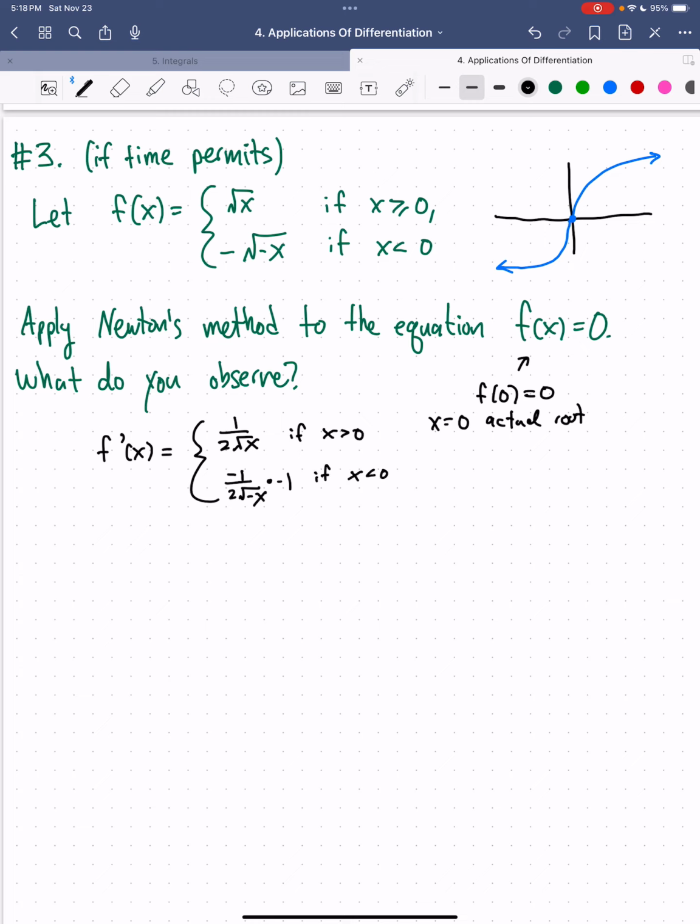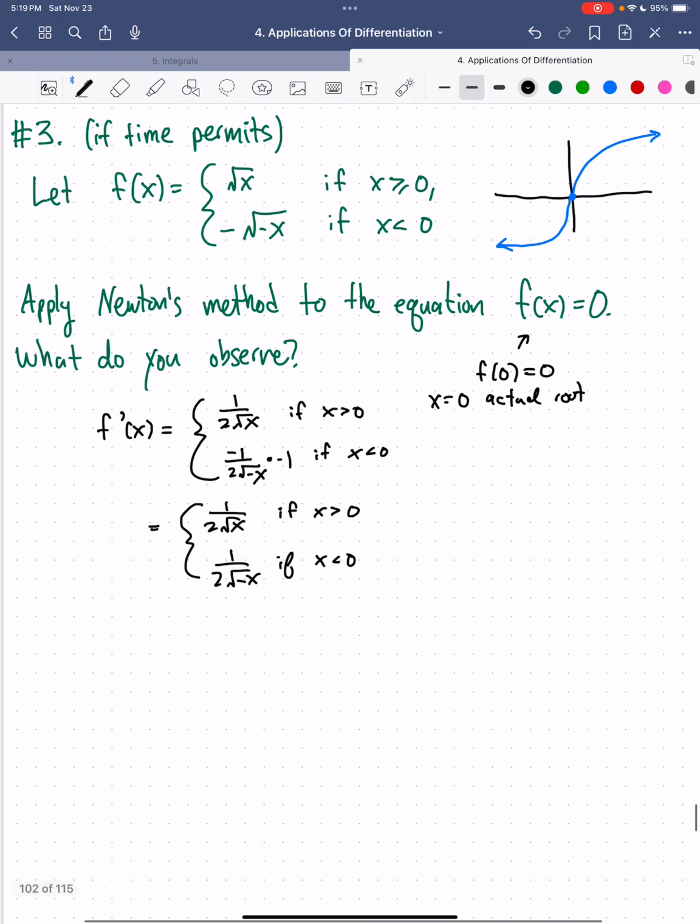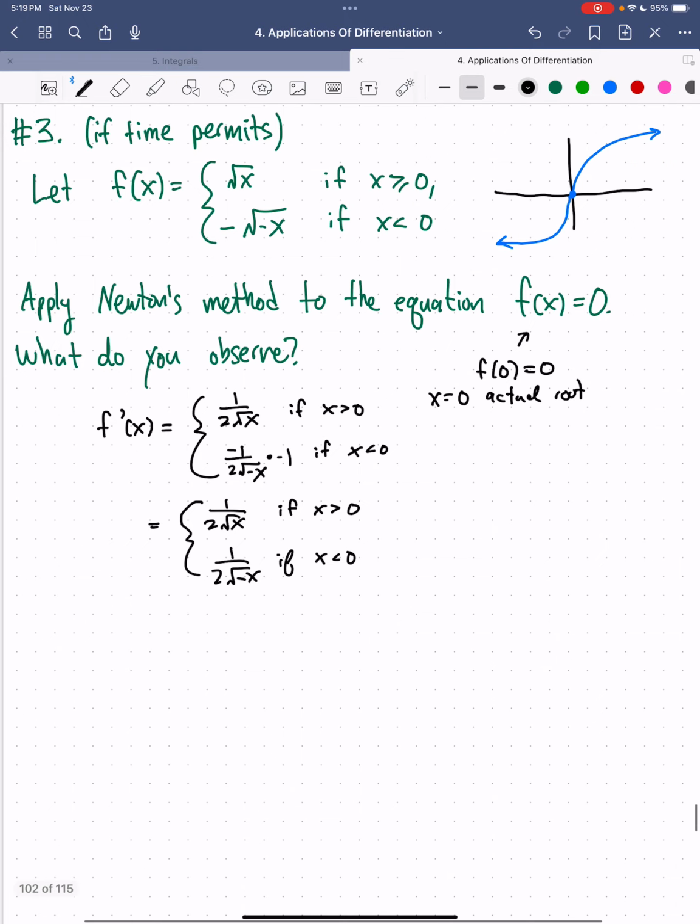And so we can just simplify that. And we see that we have 1 over 2 root x if x is positive. And then we have 1 over 2 root negative x if x is negative. Now, let's actually see what our xn formula looks like. So we know that's xn minus 1 minus f of xn minus 1 over f prime at xn minus 1.